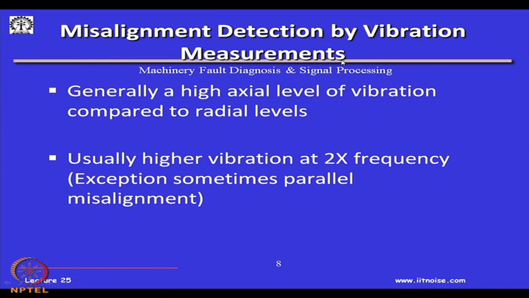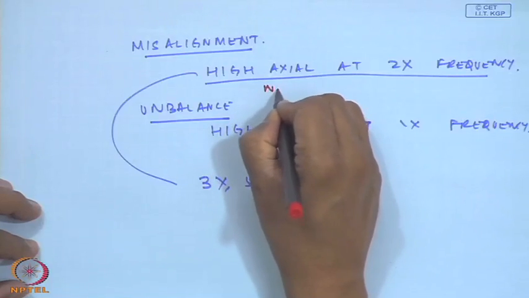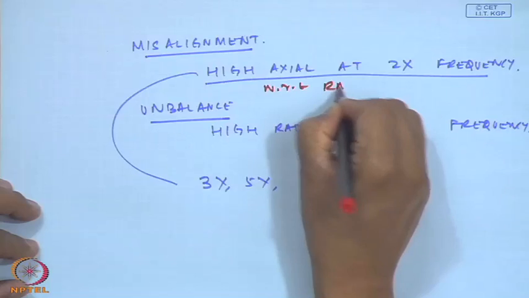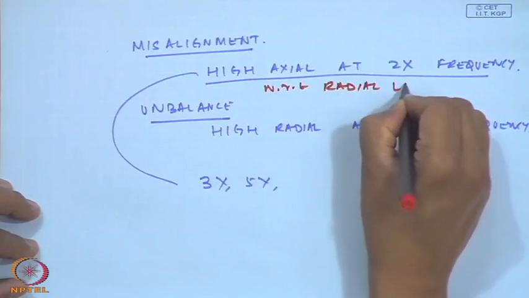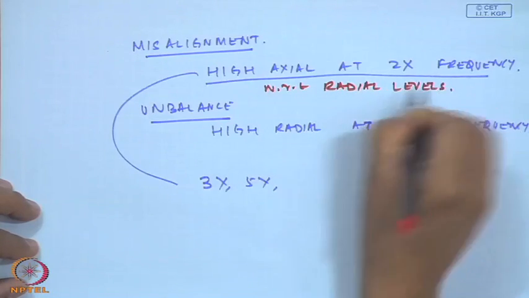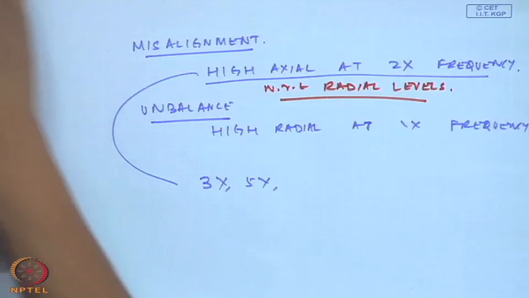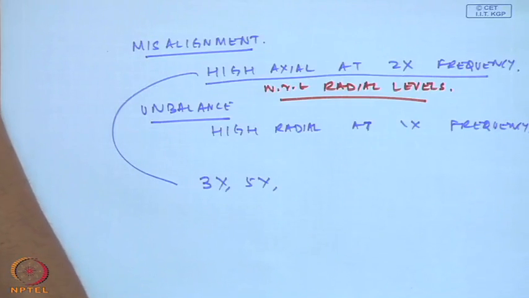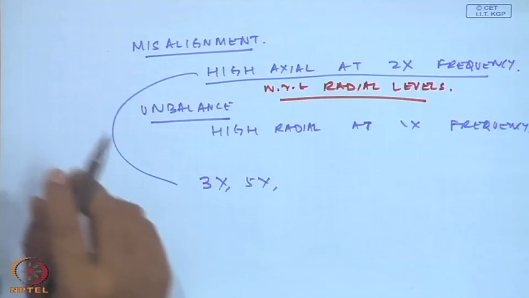So, misalignment detection by vibration measurements: generally, a high axial level of vibration compared to radial levels. Compared to radial levels, that is a good way to look at it. But sometimes exceptions are there, as with parallel misalignment and so on.